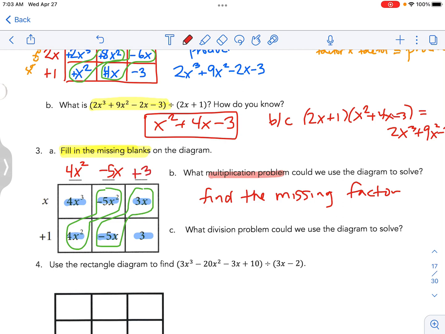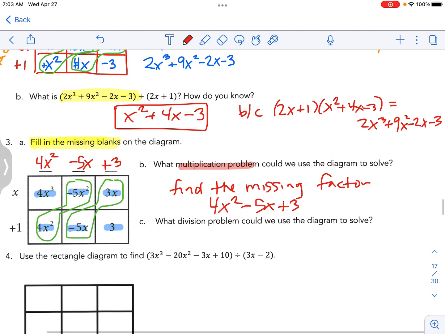Okay, and then let's just check to make sure that the bottom row is correct. 1 times 4x squared is 4x squared. 1 times negative 5x is negative 5x. 1 times 3 is 3. So that missing factor is 4x squared minus 5x plus 3.